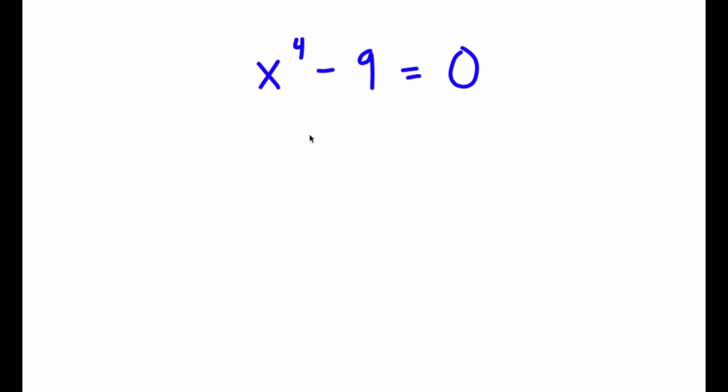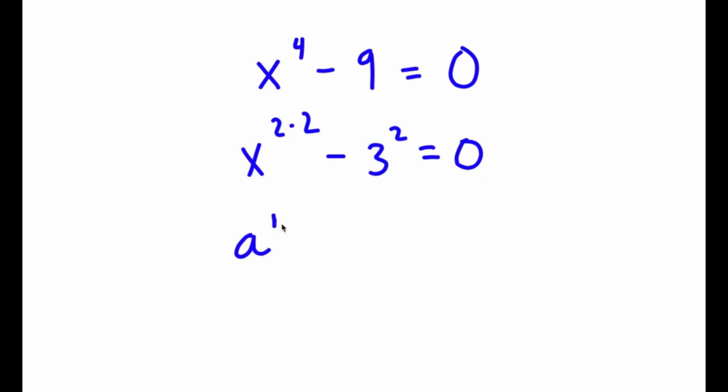Alright, so I have x to the power of 4 minus 9 is equal to 0. So to solve this, I'm going to first rewrite x to the power of 4 as x to the power of 2 times 2. So I have x to the power of 2 times 2 minus 9, which I'm going to rewrite as 3 squared, which is equal to 0.